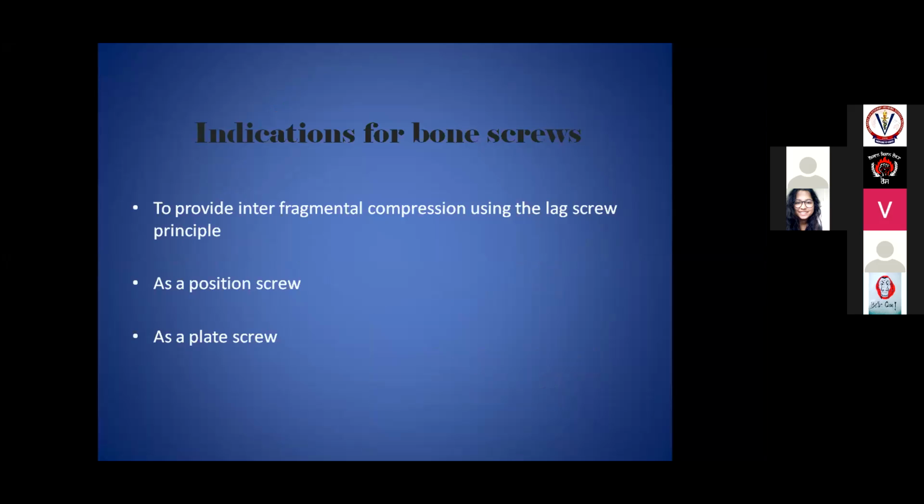Okay, indications where the bone screws are used. Apart from plates, they can be used as a lag screw, they can be used as a positional screw, and they can be used as a plate screw. Plate screw is nothing but you fix this plate using these screws over the plate. Positional screw means, suppose there is a wedge fracture or butterfly fracture, you want to position it until you do complete fixation. You can use a positional screw, or you can create an interfragmentary compression by using a lag screw.